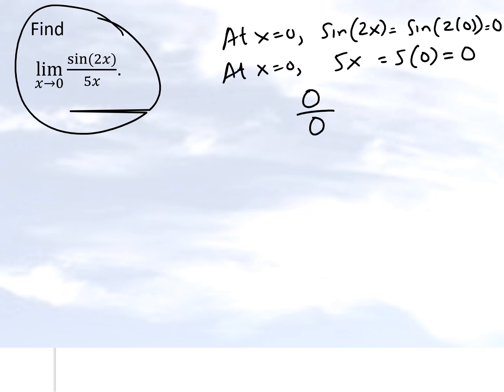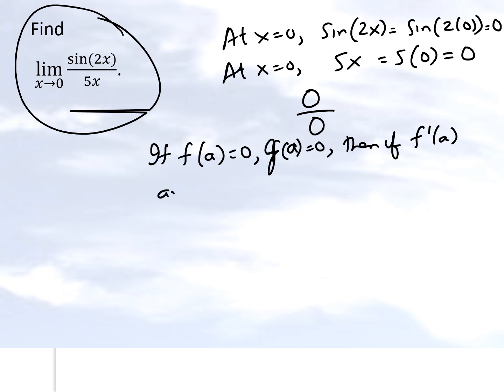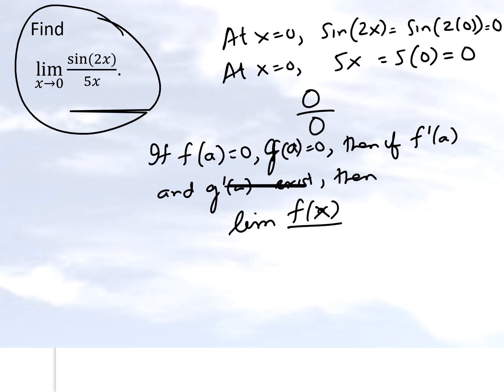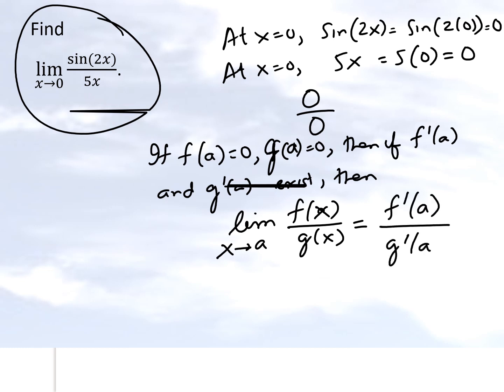And what L'Hopital's rule says is that if f of a is equal to 0 and g of a is equal to 0, and if f prime of a and g prime of a exist, then the limit of f of x divided by g of x as x approaches a will be equal to f prime of a divided by g prime of a.